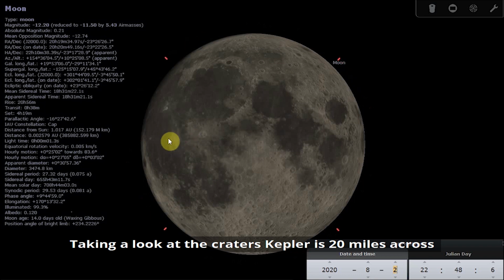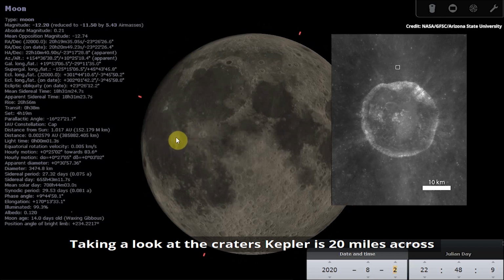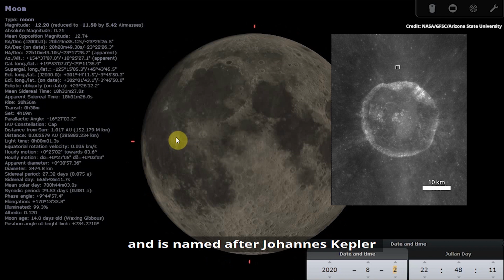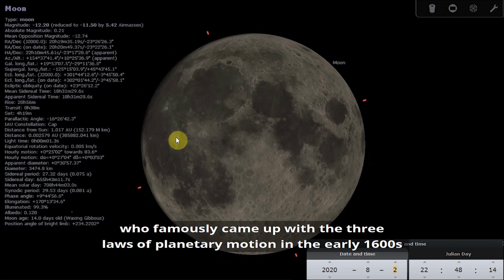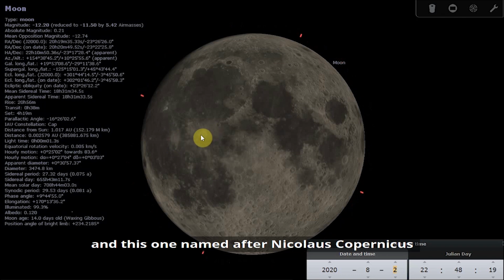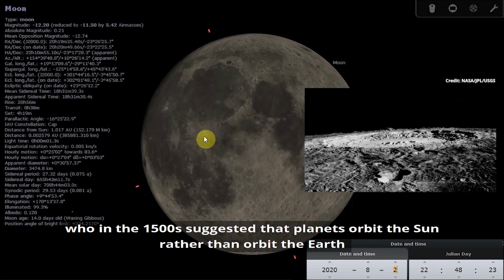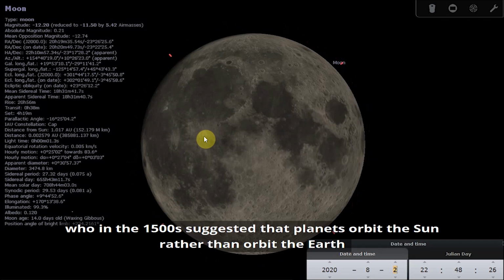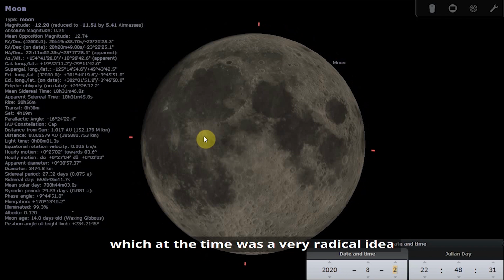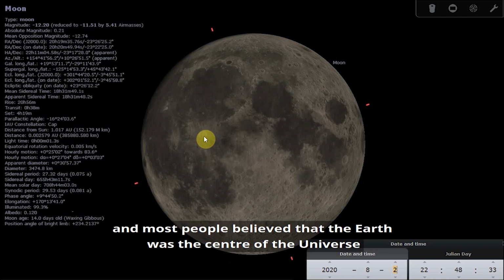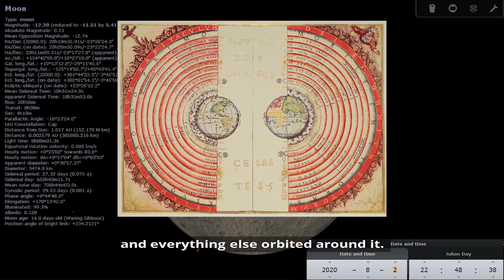Taking a look at the craters, Kepler is 20 miles across and is named after Johann Kepler, who famously came up with the three laws of planetary motion in the early 1600s. And this one, Copernicus, is named after Nicholas Copernicus, who in the 1500s suggested that planets orbit the sun rather than the earth, which at the time was a very radical idea. Most people believed that the earth was the center of the universe and everything else orbited around it.